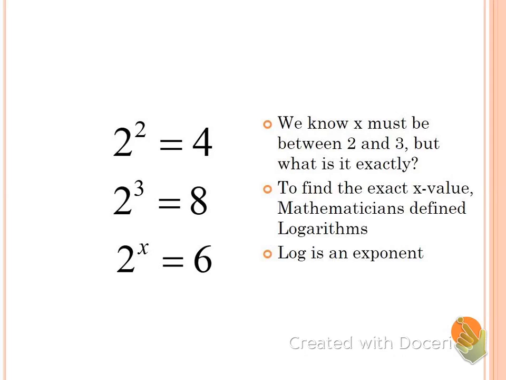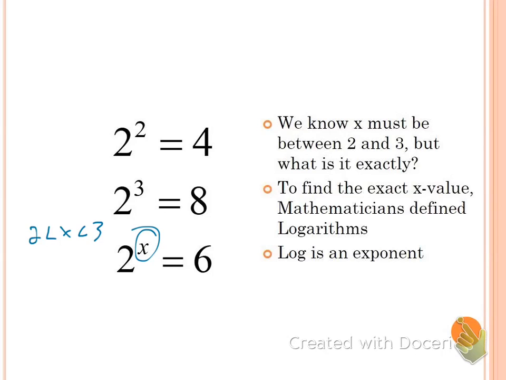Now, here's the deal with logarithms. Right? So 2 squared we know is 4. 2 to the third we know is 8. But what if we want to know what power to put on 2 to get 6? 2 to what power is 6? Well, since 2 squared is 4 and 2 to the third is 8, that exponent must sit somewhere between 2 and 3. Right? It's going to be a decimal.